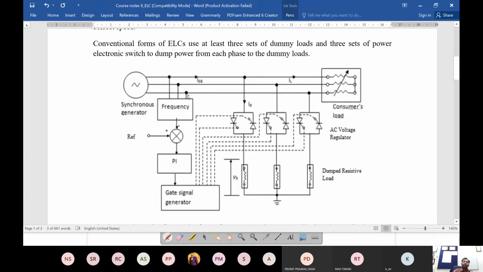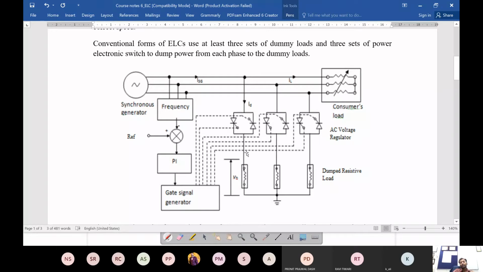Here, as you can see, there is a frequency sensing mechanism which you need, which can be similar to a conventional governor. You need to sense the frequency or the speed, and there's a reference value. The frequency has to be at 50 hertz. But if there is a change, then that error signal is given to a PI type controller or something of that sort. And now here the difference comes.